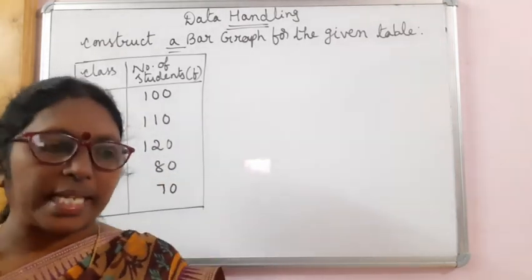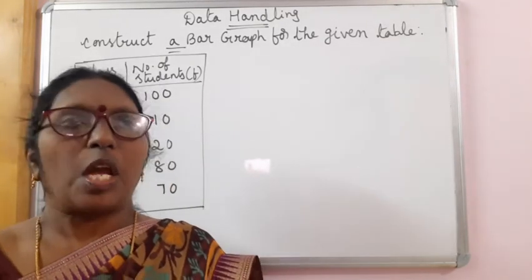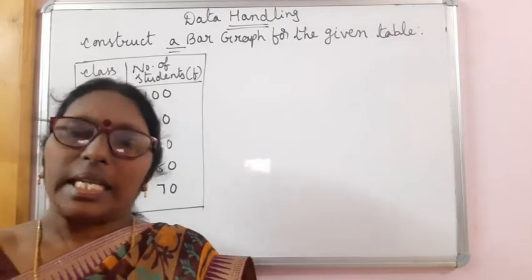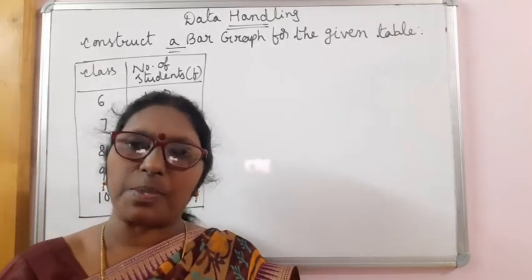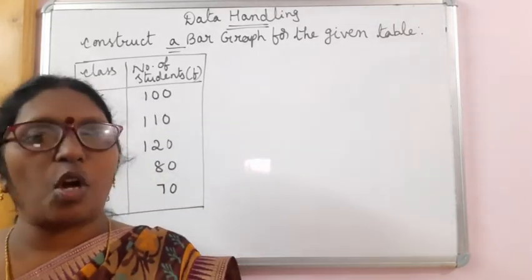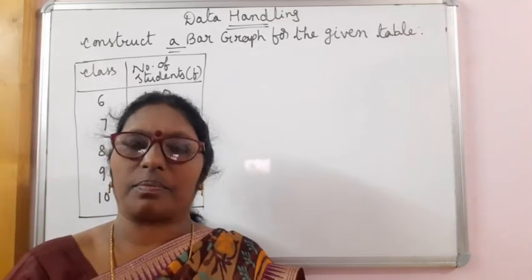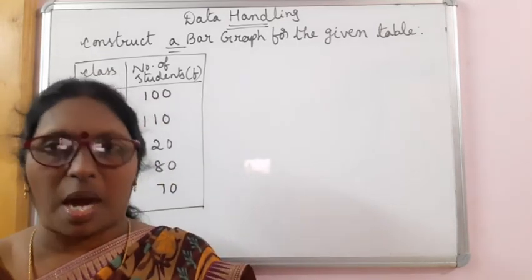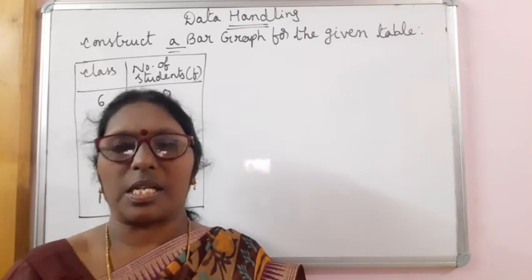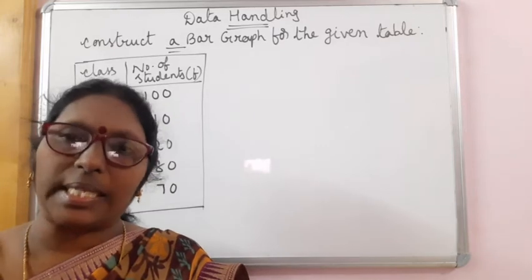First of all, let me explain what a bar graph is and what a histogram is. Both are made up of bars. In a bar graph, there are gaps between the bars, the bars are of equal width, and the gaps are also of equal width. But in a histogram, there are no gaps between bars. Why? Because a histogram is drawn for continuous data.